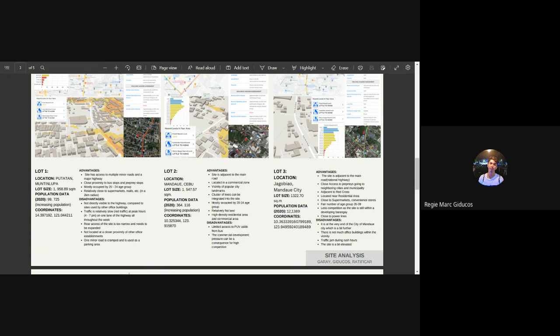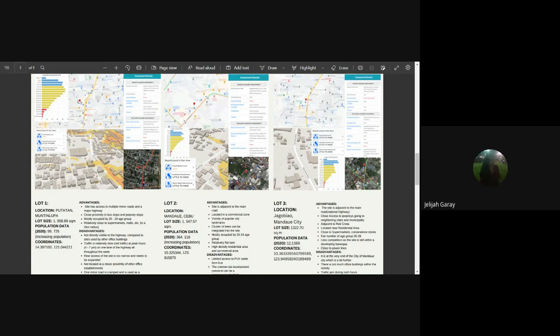The disadvantage of this site is that it is not directly visible from the highway compared to the sites used by other office buildings. Traffic is relatively slow, with red traffic at peak hours, which is at 4 to 7 p.m. on one lane of the highway all throughout the week. Also, the rear access of the site is too narrow and needs to be expanded, and it is not located in closer proximity to other office buildings. And one of the minor roads is cramped and is used as a parking area.